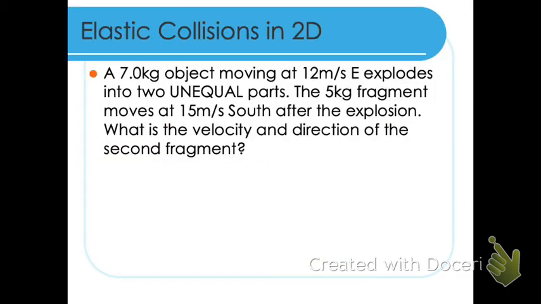Okay, this says a 7 kilogram object moving at 12 meters per second explodes into 2 unequal parts. The 5 kilogram fragment moves 15 meters per second south after the explosion. What's the velocity and direction of the second fragment? So, a couple different ways we could go about this. You could set this up as a reverse inelastic collision if you wanted to, because they're starting together and ending up apart. Or you can just treat them as a 5 kilogram object, and then what's the mass of the second object have to be?